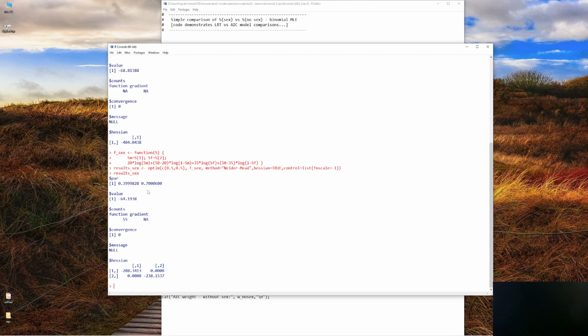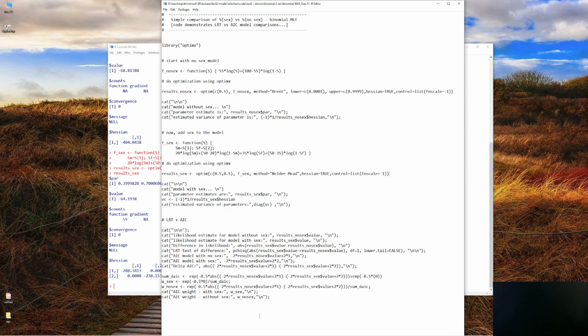All right, so the model with two sexes is the better one, and so we anticipate it's going to have a value of the likelihood that's closer to 0. So negative 64 is closer to 0 than negative 68. So our intuition is met. There's our Hessian, which we could invert for the variance covariance matrix. But our focus here is mostly on the likelihoods.